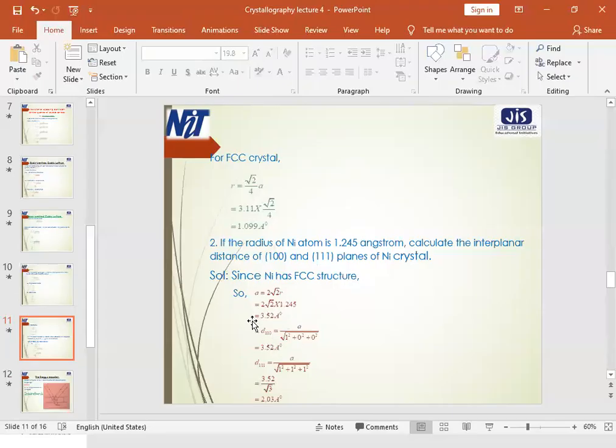Now d100, the interplanar distance, will be equal to a by root of h square plus k square plus l square. The value of h is 1, the value of k is 0, the value of l is 0, so 1 square plus 0 square plus 0 square. This is equal to 3.52 angstrom. For d111, the values of h, k, l are 111, so a by under root 1 square plus 1 square plus 1 square, 3.52 by root 3, that is 2.03 angstrom.